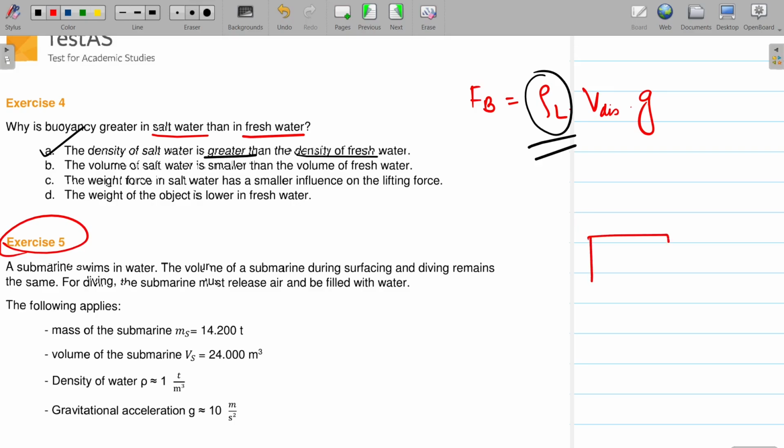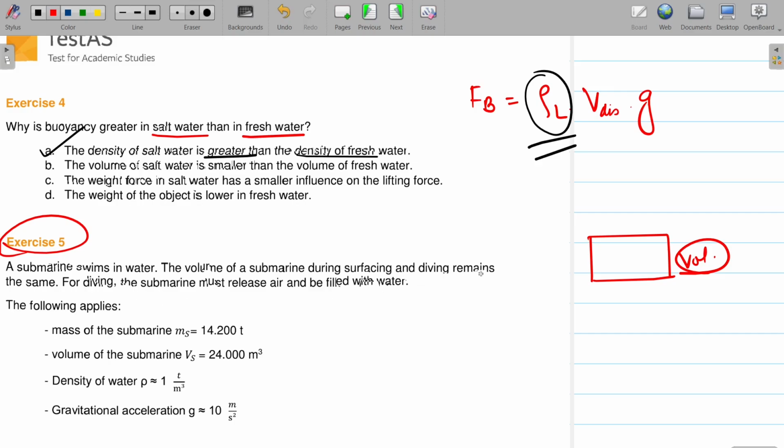Okay. The volume of the submarine during surfacing and diving remains the same. It means the volume remains the same, right? During the surfacing or during the diving. For diving, the submarine must release air and be filled with water.